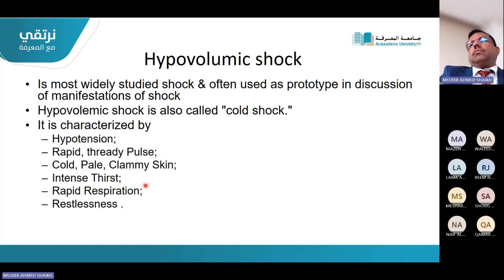Intense thirst, because water is lost from the body, there will be activation of the thirst center. So the person will feel as if he has to take more water. Respiration will become rapid just to push more blood towards the center or towards the heart. Restlessness, because hypoxia of the brain causes the person to be restless, not thinking, not knowing what is happening. Restlessness will also make the muscles contract, so that muscle blood will also be shifted towards the heart and the brain.